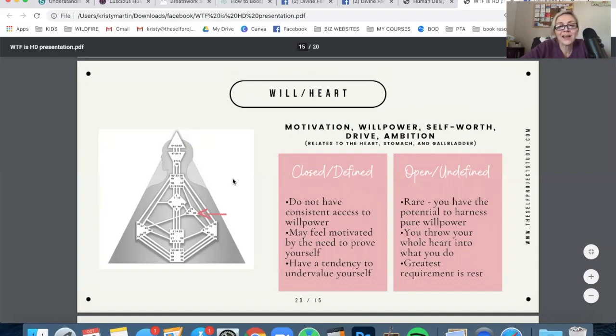If you're open and undefined, this is rare because you have the potential to harness pure willpower. When you set your mind on something, you have the energy to power through it without burning out. You throw your whole heart into what you do, literally, and that's why you have the pure willpower to go through it. So it's really important for you to follow your strategy to make sure that you are in something that is correct for you. And your greatest requirement is to get rest.